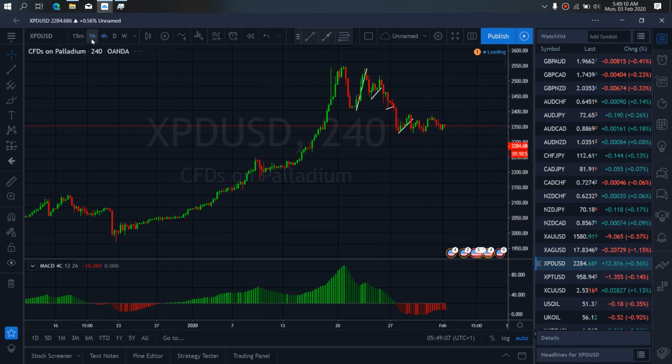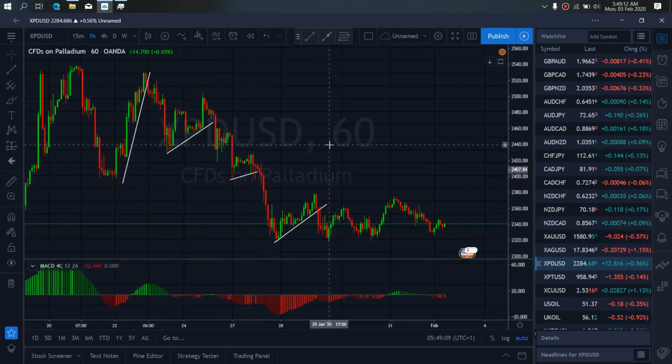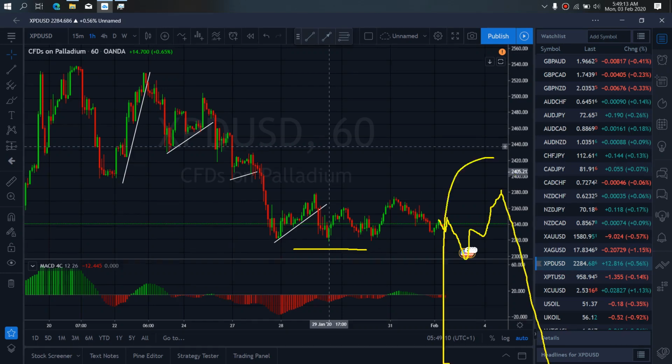First, using the 1-hour time frame on palladium, we want to watch this give us a flat here and then drop, tag this low, and start an up climb back before the bigger drop comes.